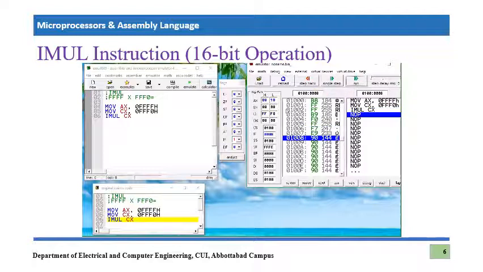Let's see. Look, the result is 00000010. So DX is also involved here in the result, as it clearly says that in DX it is written 0000, and in AX it is written 0010. That means we are having some number which is positive. I hope this point is clear to everyone.